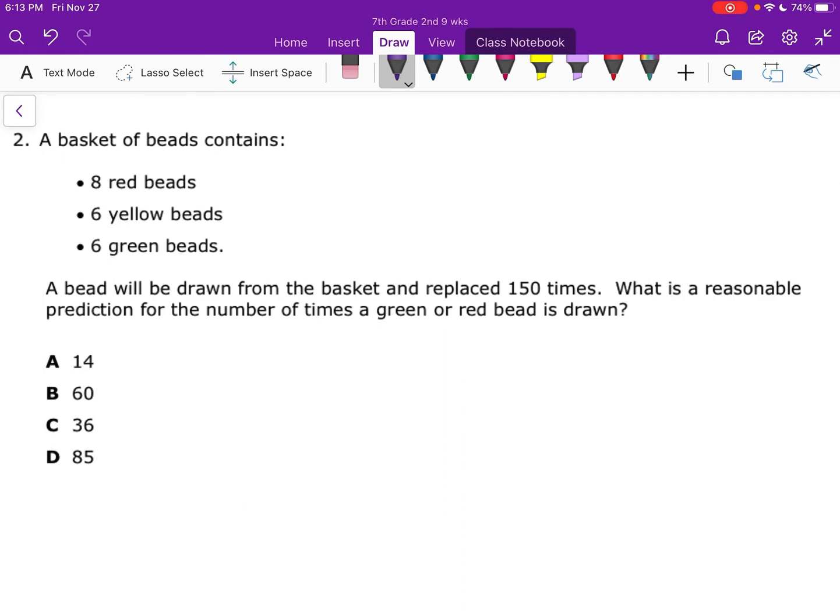A basket of beads contains 8 red beads, 6 yellow beads, and 6 green beads. A bead will be drawn from the basket and replaced, okay, so it's going to be independent, and replaced 150 times. What is a reasonable prediction of the number of times a green or red bead is drawn? A green or red bead. So we're doing green or red over the total.